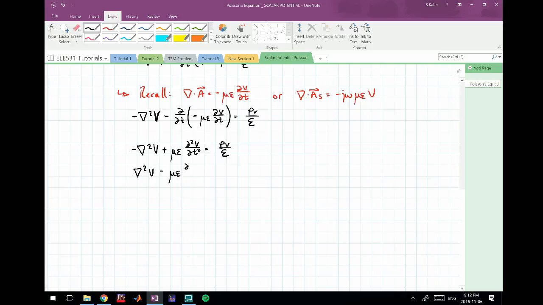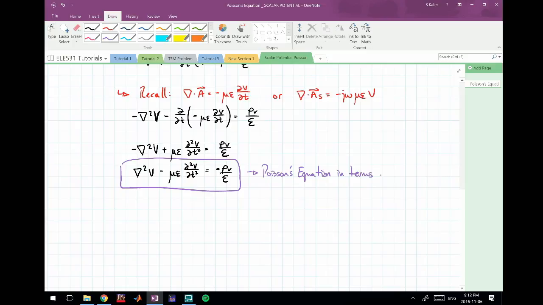Mu epsilon partial squared over partial T squared, and this is going to be minus rho V over epsilon. And so this equation here we call Poisson's equation in terms of the scalar potential.